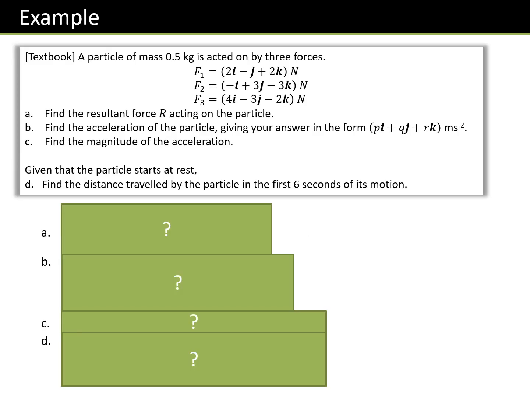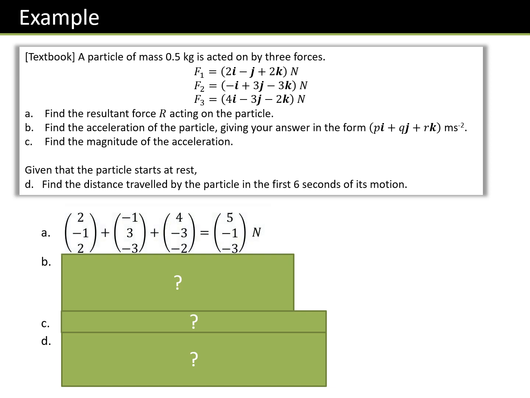So just one example on application to mechanics. We've got this mass of 0.5 being acted upon by three forces. Find the resultant. In the main columns, you can just add across the three components in the rows to get the resultant force, and then put it in newtons.